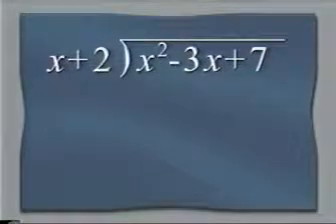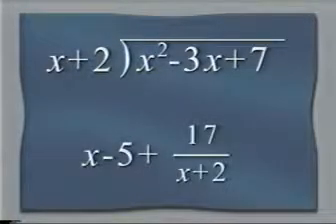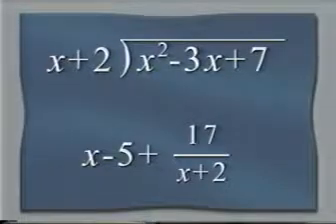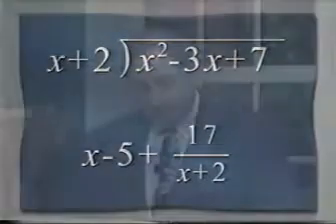We wind up with an answer of x minus 5 and a remainder of 17, which, of course, can be written as x minus 5 plus 17 over x plus 2. That is, writing the remainder as a fraction, the remainder over the divisor.